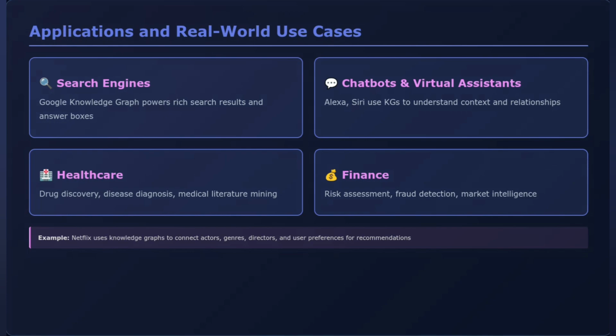Healthcare. This one's really exciting. Knowledge graphs connect drugs, diseases, genes, and symptoms. They're being used for drug discovery, finding existing drugs that might treat new diseases. They help doctors diagnose rare conditions by connecting symptoms. IBM Watson uses knowledge graphs to analyze medical literature and provide treatment recommendations.